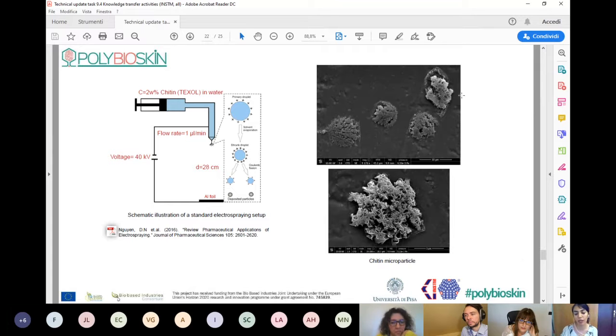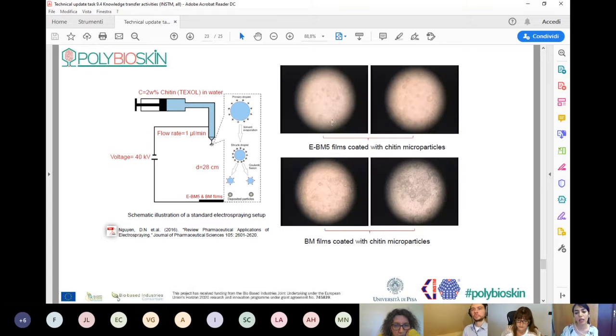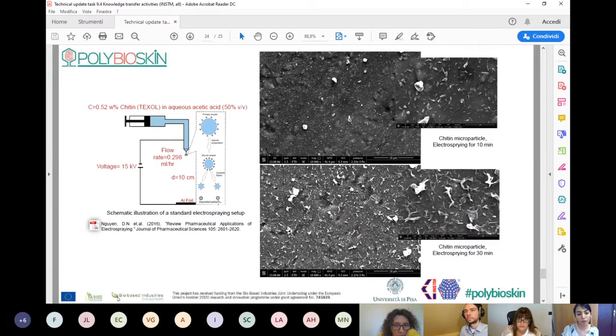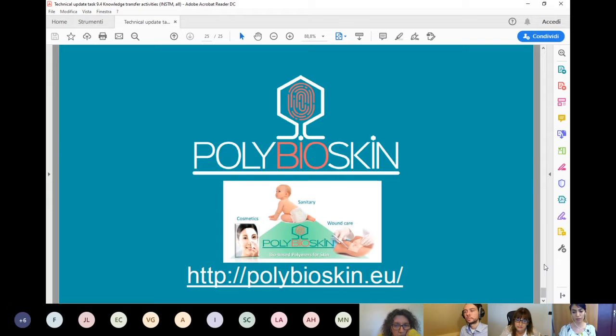Here you can see some chitin nanoparticles that we use in the POLYBIOSKIN project to functionalize and modify the surface of our substrate. And here you can see that by using the electrospinning, electrospraying technique, we could successfully cover some film and also some fibers. Here, for example, by changing the solvents, we could modify the size and morphology of the chitin, and we reached the nano size of this chitin nanofibril.